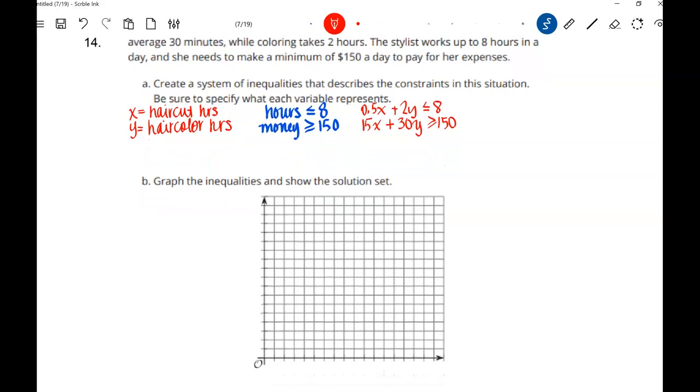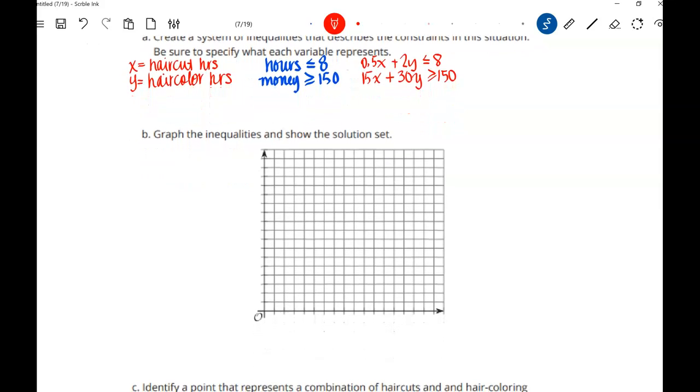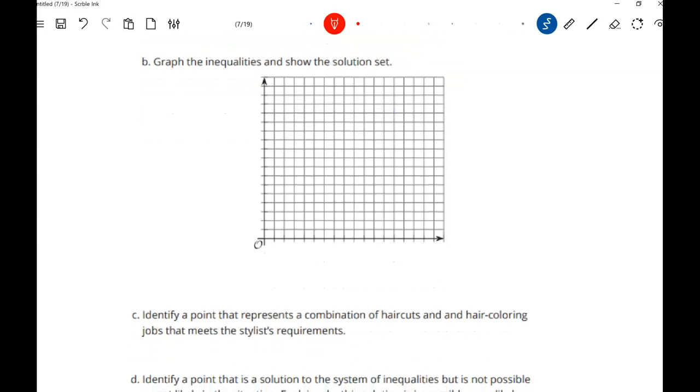B says to graph the inequalities and show the solution set. Since I let x be the haircut, then I'm going to put the haircut hours along the x-axis and the hair color hours along the y-axis, and I'm going to count by twos on both axes.